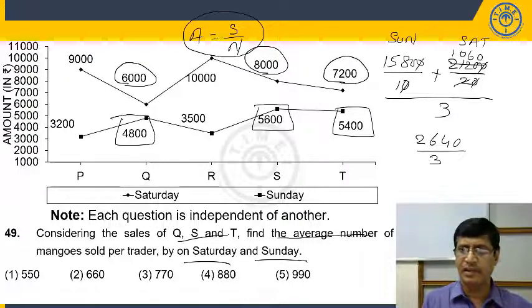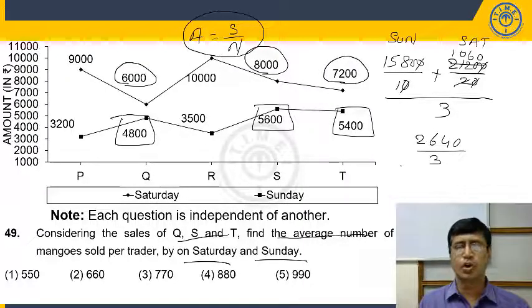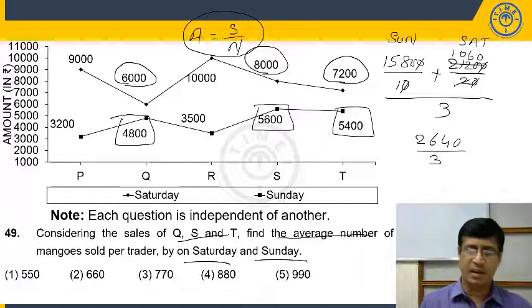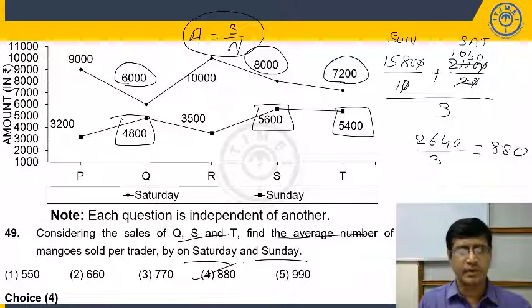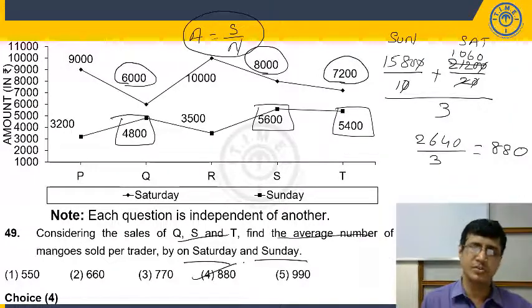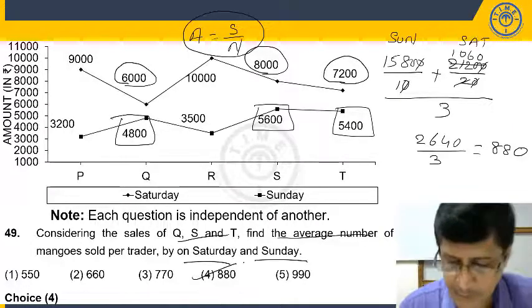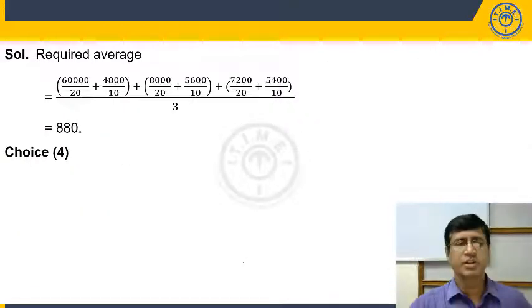Now what is the result? 2640 by 3. 1060 plus 1580, the sum of these two is 2640 by 3. And dividing with 3, the average you need to find. So you'll get the value of 880. So 8 dividing with 3, 880. The right choice is option number 4, the fourth choice. Average means sum of the observations by number of observations. Okay. Now look at the type of solution here.